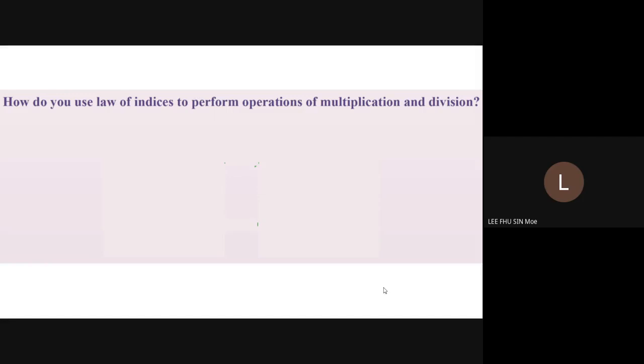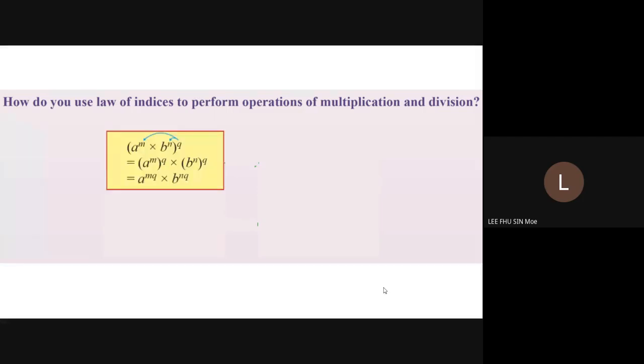So we continue with our last week's lesson. Last week we talked about the raising power, right? Do you still remember raising power? Raising power means that you have to multiply the index. So today we go into more detail for raising power, which involves multiplication and division. Look at the first one.